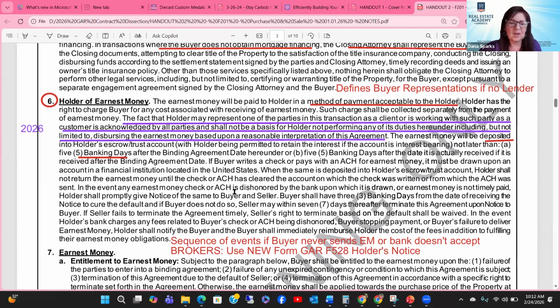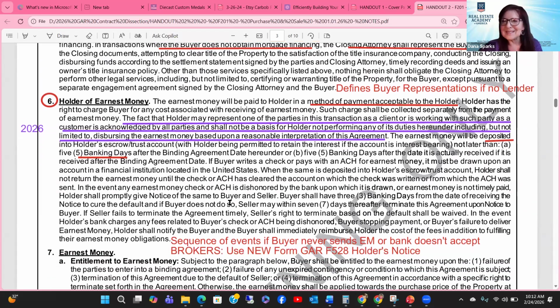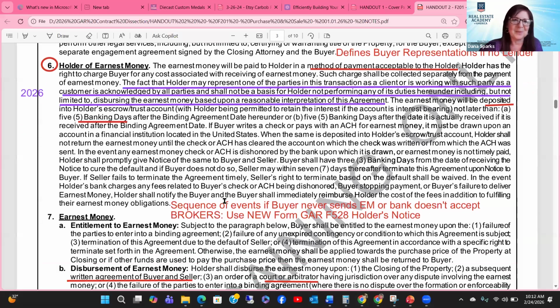All right, let's talk about earnest money. And I'm sorry, the closing gets defined later. What I thought I was going to say about what defines a closing is a little bit later.